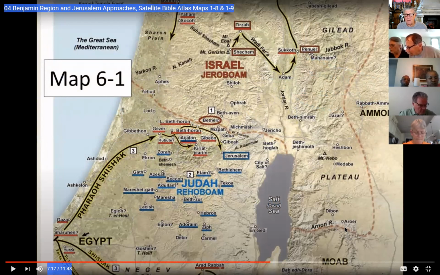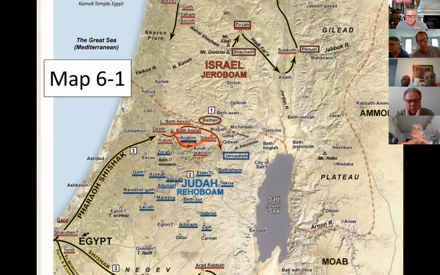The cities that are underlined in red were the cities that were captured by Pharaoh Shishak's army during this period. Shishak's own records parallel the biblical account. Shishak recorded the conquest of towns along both the Beth Horon and Kiryat Jearim ridges as he made his way up to threaten Rehoboam in Jerusalem.